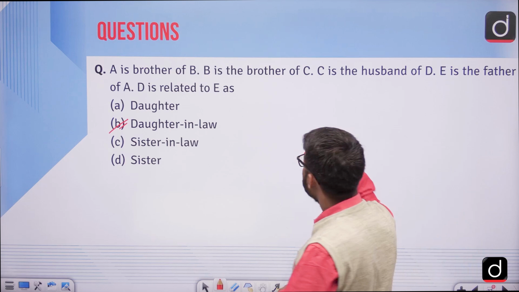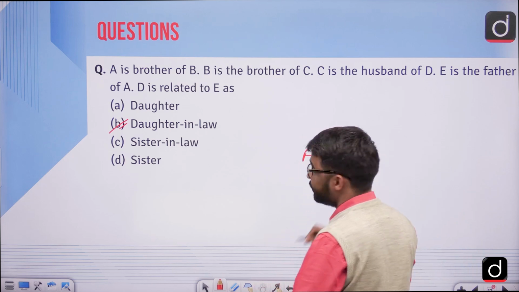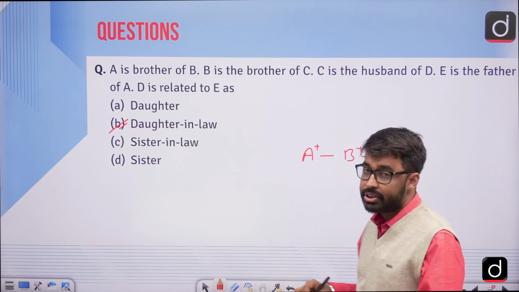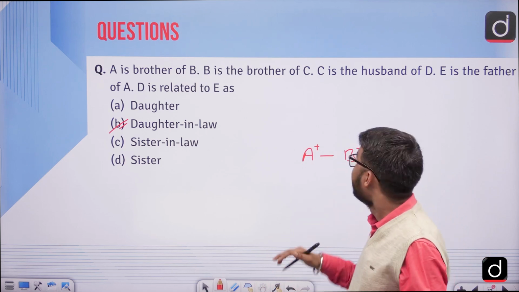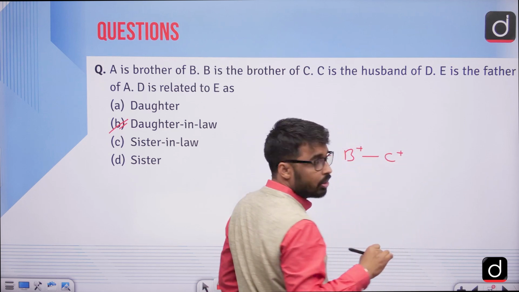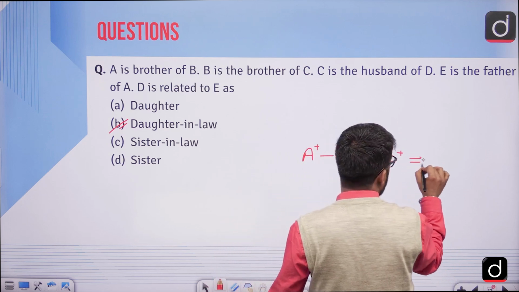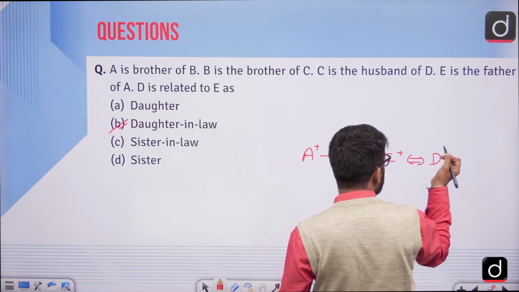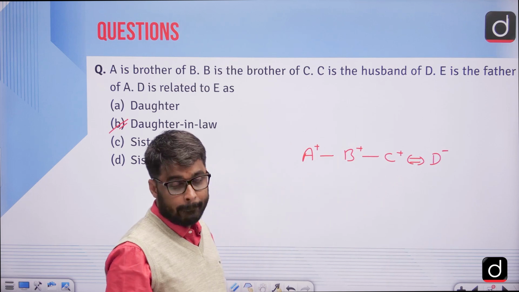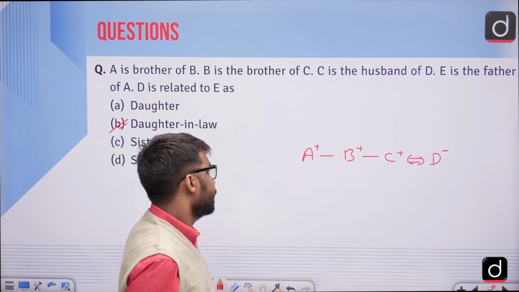Next line says B is brother of C. If B is brother of C, the gender of B would be male, and B and C are going to be on the same generation. The gender of C is unknown. C is the husband of D. If C is husband of D, that means the gender of C would be male, and C and D are going to be on the same generation. They will be declared as a married couple, where D would be the wife. So the gender of D would be female.